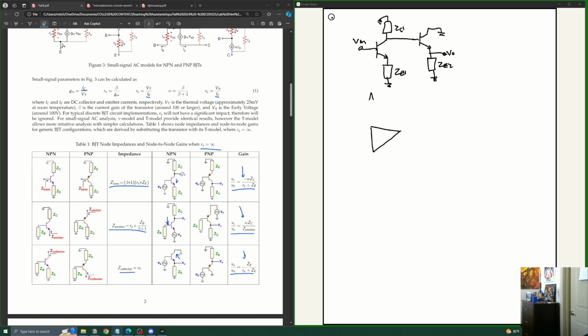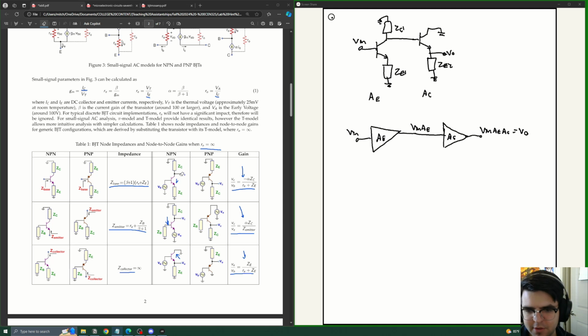So let's call this gain AE, and we'll call this one AC for the port that they're common to. So AE, if we apply the input, the output is just Vn times AE, and that chains into the next stage in series like this, AC, where now the final gain is just Vn AE AC is equal to the output. So we can just chain these together with these little amplifier symbols, and it makes the analysis so easy because we can see how they're in series and the transfer functions, or the gains, multiply.